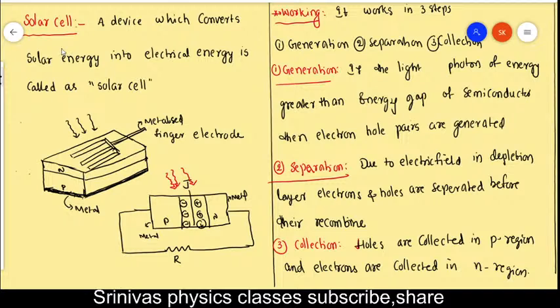Optoelectronic devices are of three types. First one is the photodiode, second one LED, third one solar cell. The first two we discussed in the previous lecture. The third one, solar cell, I am going to explain.